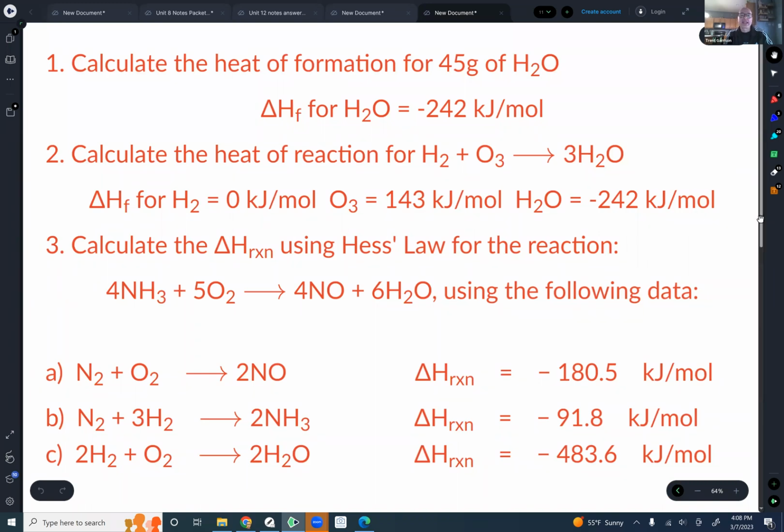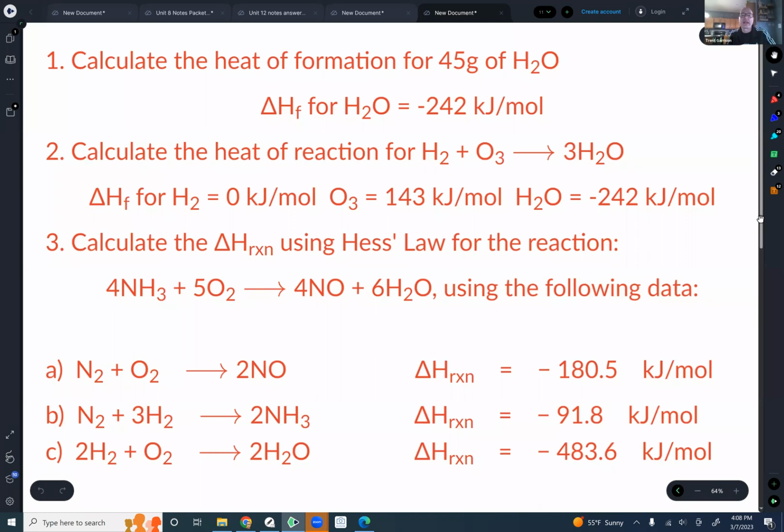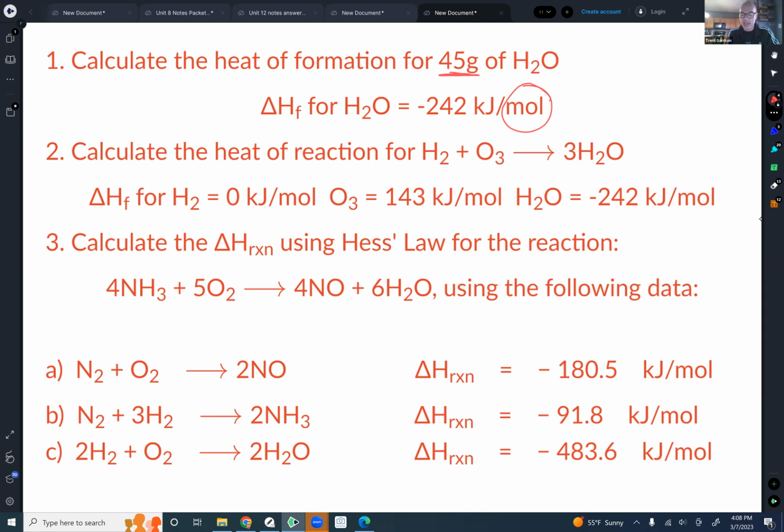Number 1 is asking us to figure out what is the heat of formation if you have 45 grams. Normally you would have 242 kilojoules if you have 1 mole, but you don't have 1 mole. You have something different from that. So we have to figure out how many moles we have to figure out how many kilojoules we have. We have 45 grams that we need to divide by the weight of water off the periodic table. This is just your mole map going from grams back into moles.